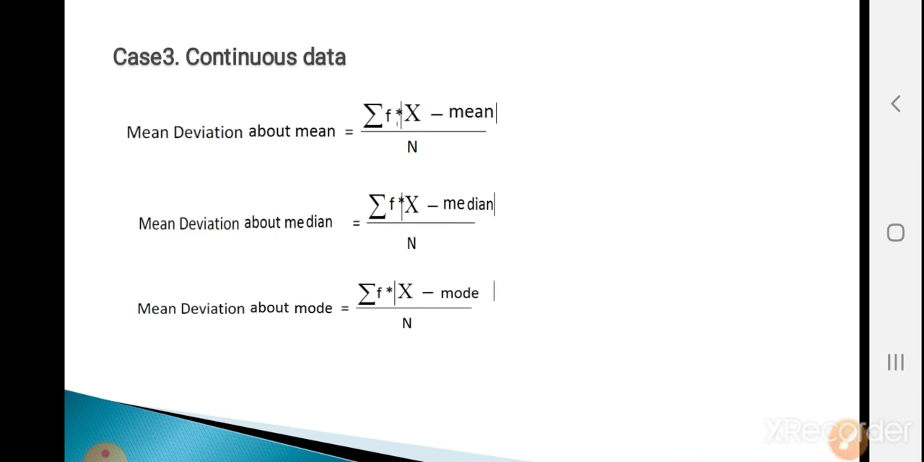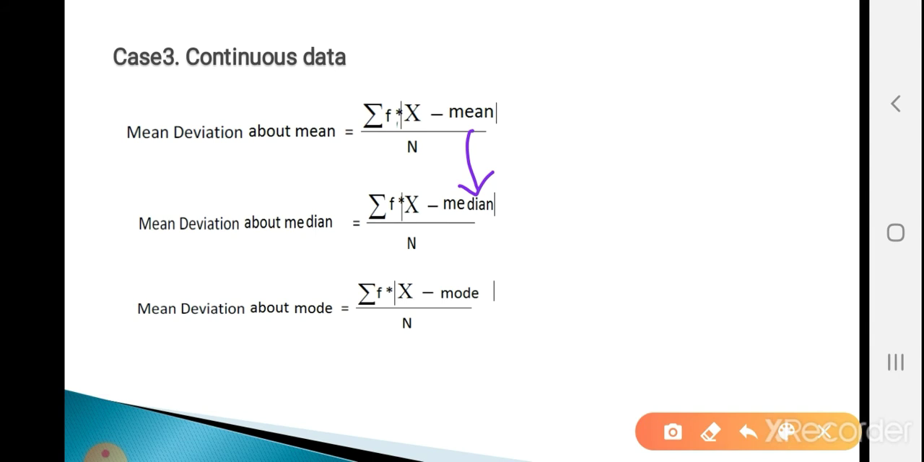Now see the last case, for continuous data. The formulas for mean deviation about mean, mean deviation about median, and mean deviation about mode with relative measures are the same as for group data. Okay, so the mean deviation about mean formula is summation f into mod of x minus mean divided by capital N. Then for mean deviation about median, instead of mean just write down the median. So summation f into mod of x minus median divided by capital N.